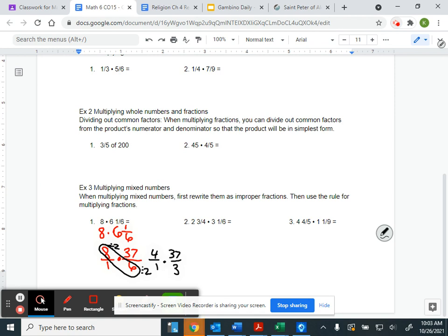So now I can do 4 times 37 is 148. 1 times 3 is 3. How many times can I pull a 3 out of 148? 3 can go into 14 4 times. I have 2 left over. 3 can go into 28 9 times with 1 left over.